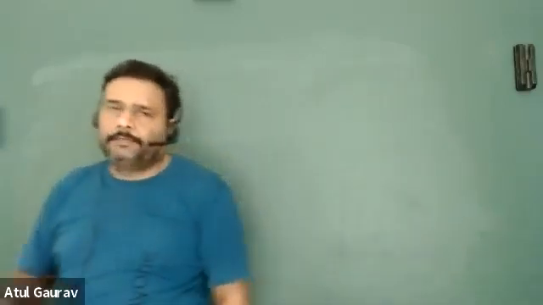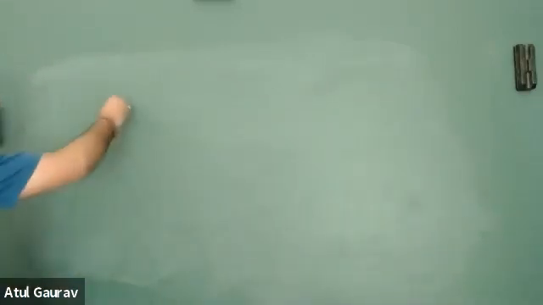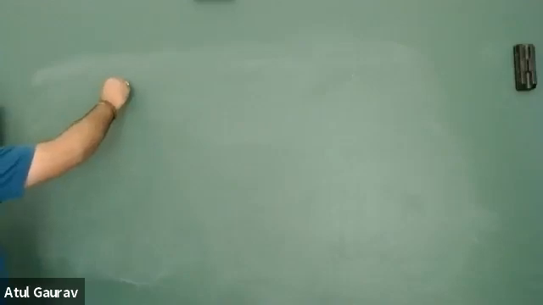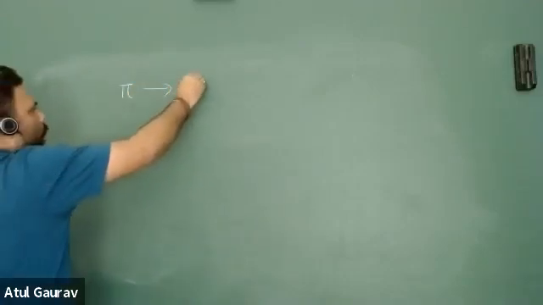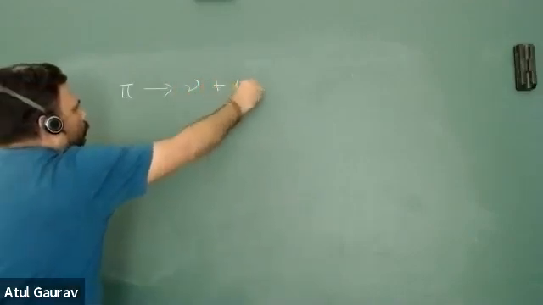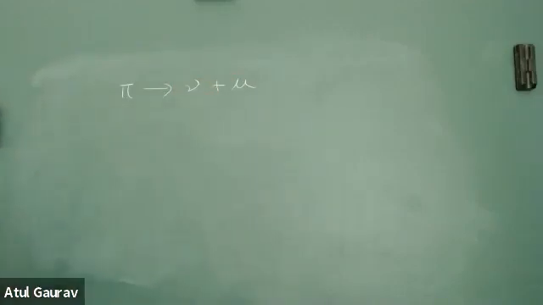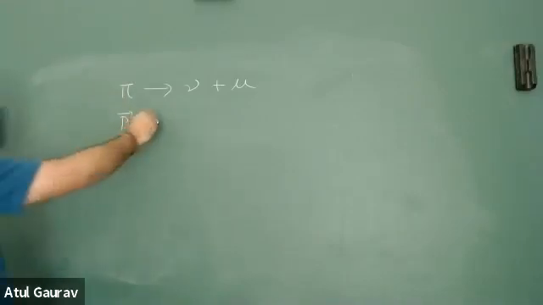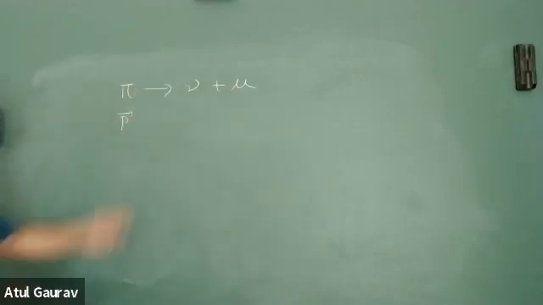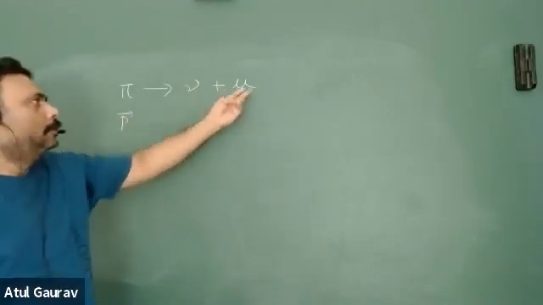So how will we approach this type of problem? Suppose we have some particle, a pion, and it decays into a muon and a neutrino. And suppose this pion has some momentum, and we have to find the momentum or energy of the neutrino and muon.